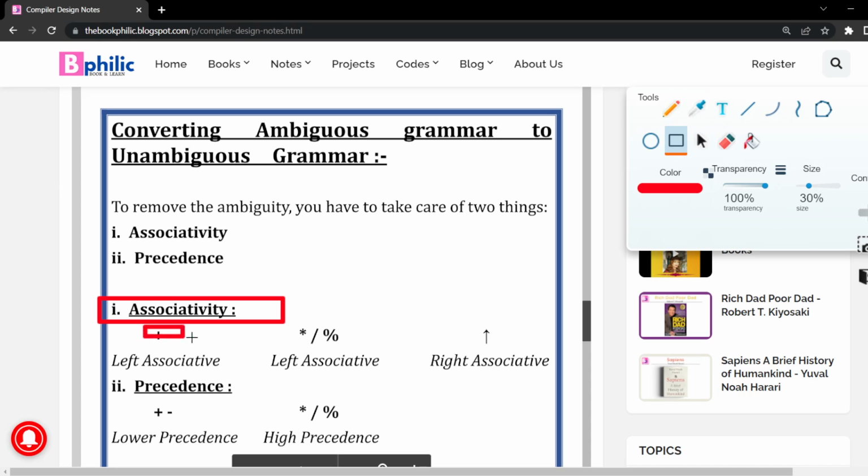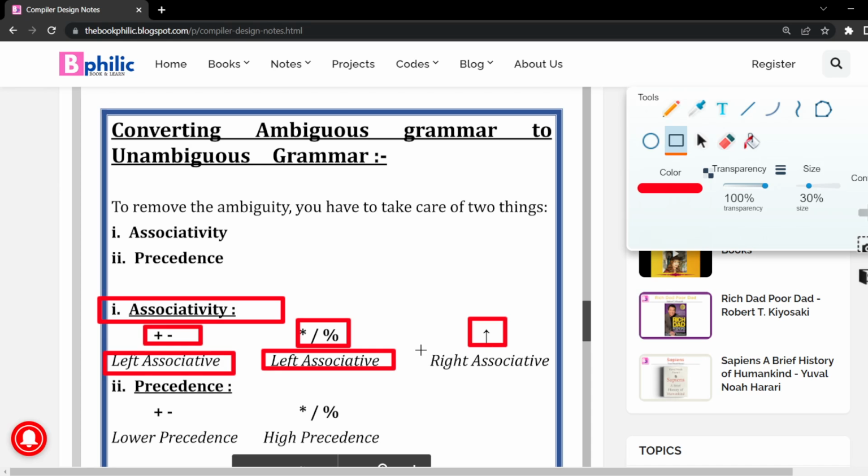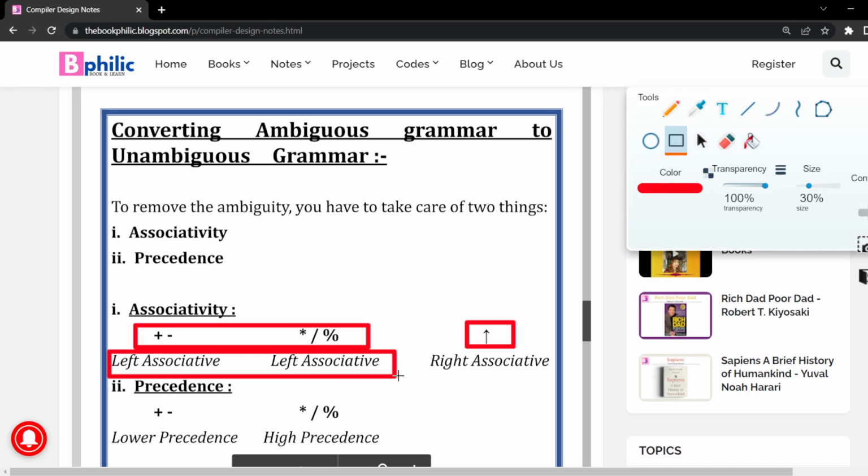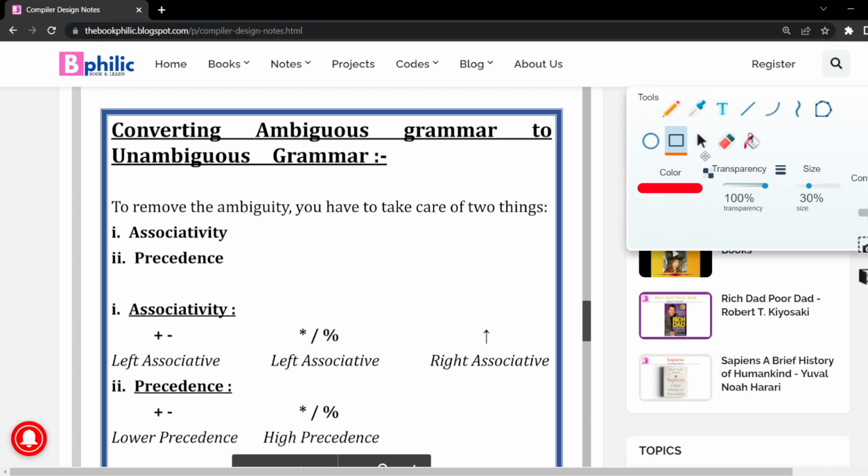The associativity of plus and minus is left associative, and star, meaning multiplication, division and modulus, is also left associative, and the power symbol is right associative. So we can say that except for power, all the other symbols, plus, minus, multiplication, division and modulus, have left recursion or left associativity. Okay, so let us move on to one example in order to make you understand the main concept behind it.